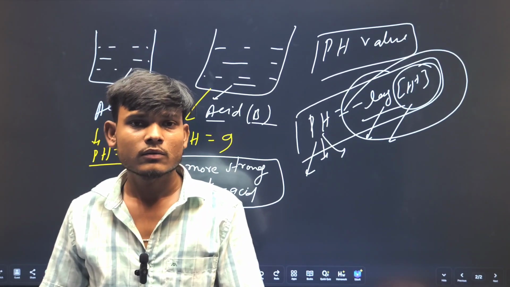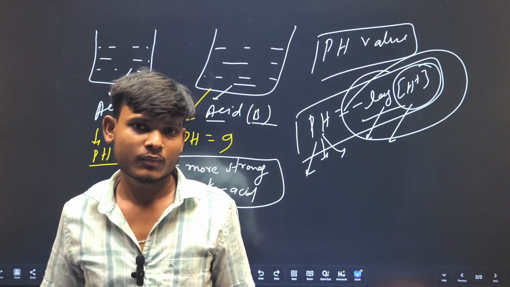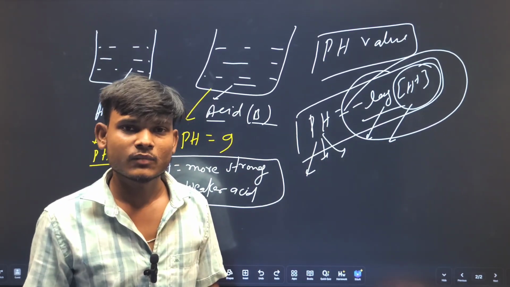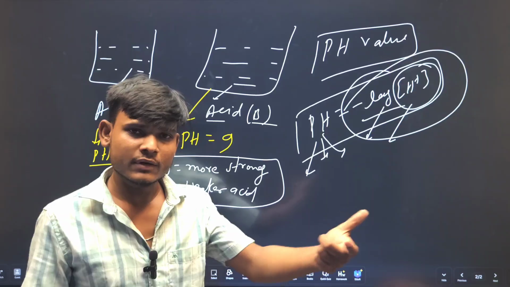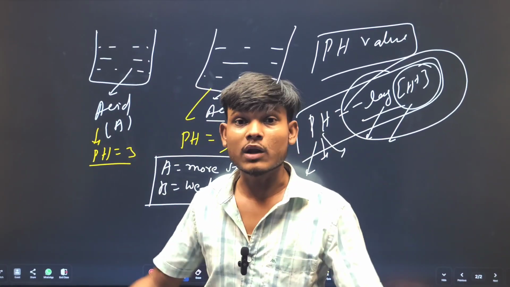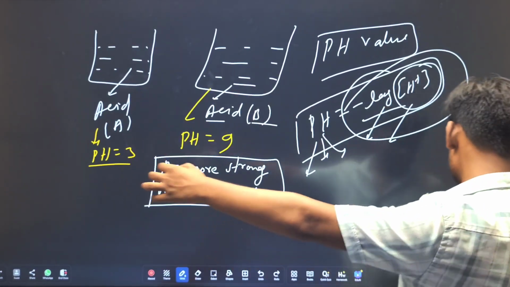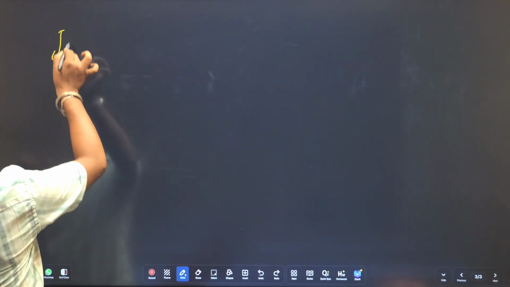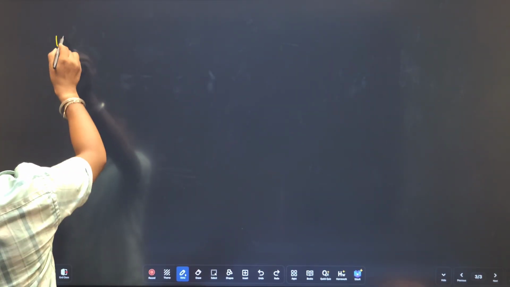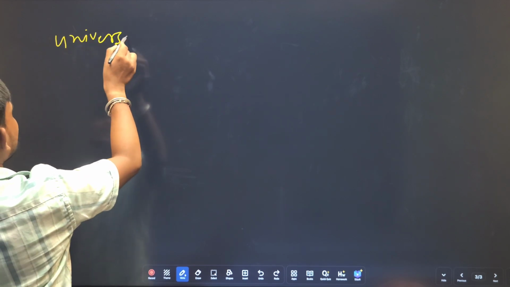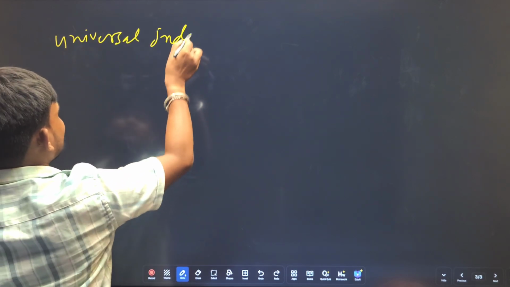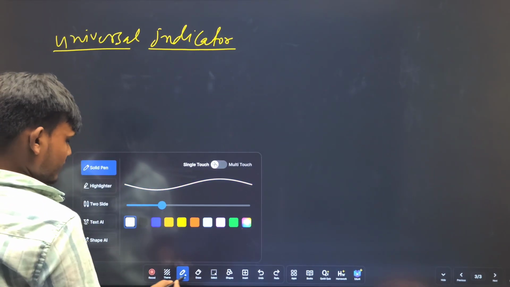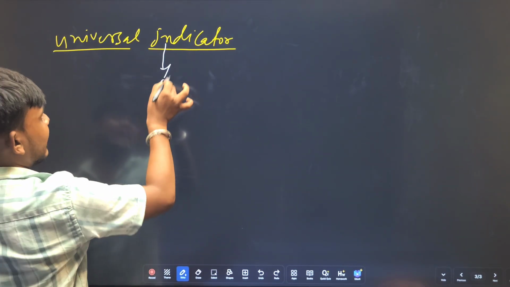So what do we have to do if I want to know the strength of acids or bases? Don't worry, I have a solution for each and every problem in the world of science. I have a solution, and that solution is known as universal indicator. Please understand, universal indicator. So what is universal indicator? Universal indicator is a special kind of indicator.